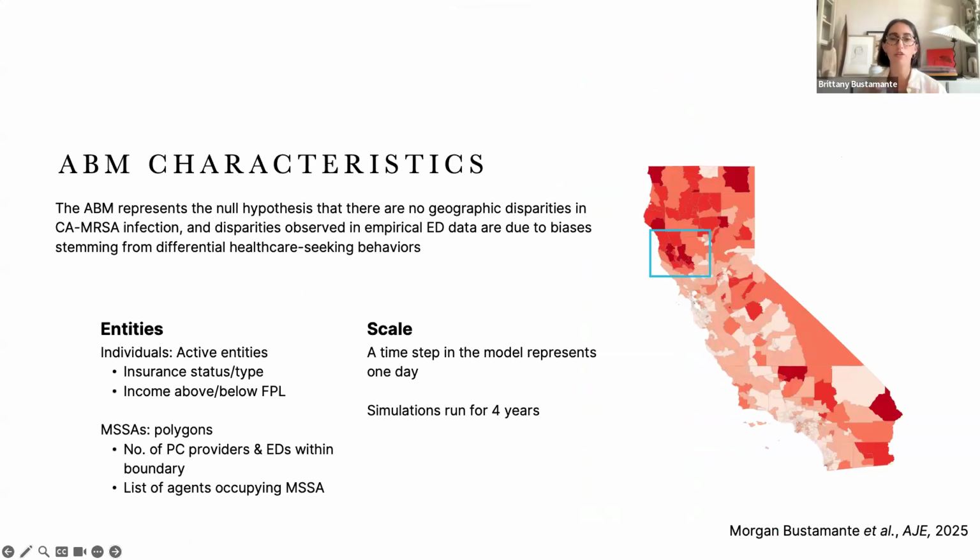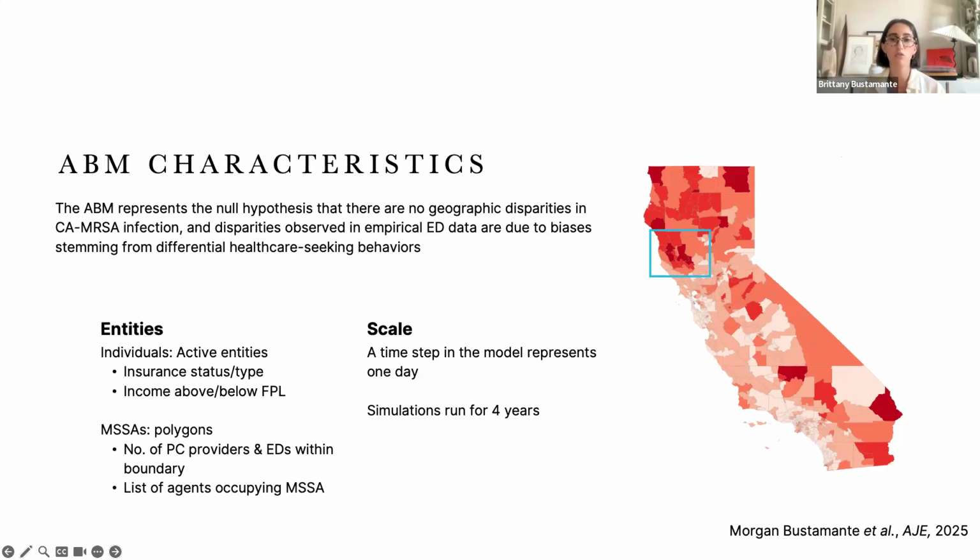So the ABM represents the null hypothesis in this bigger problem that there are no geographic disparities in community-acquired MRSA infection, okay? So the model assumes no baseline differences in infection rates. Everyone has the same probability of infection, because what we're really interested in and trying to isolate is whether geographic disparities emerge from a homogeneous state based only on individual behavior and the social and built environment. Then I compare that to the disparities in the observed data to determine if the spatial patterning is due to bias stemming from differential healthcare seeking behaviors.